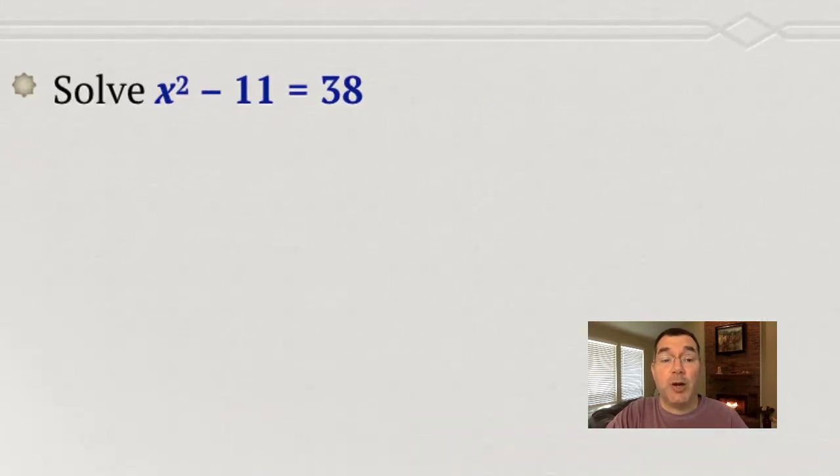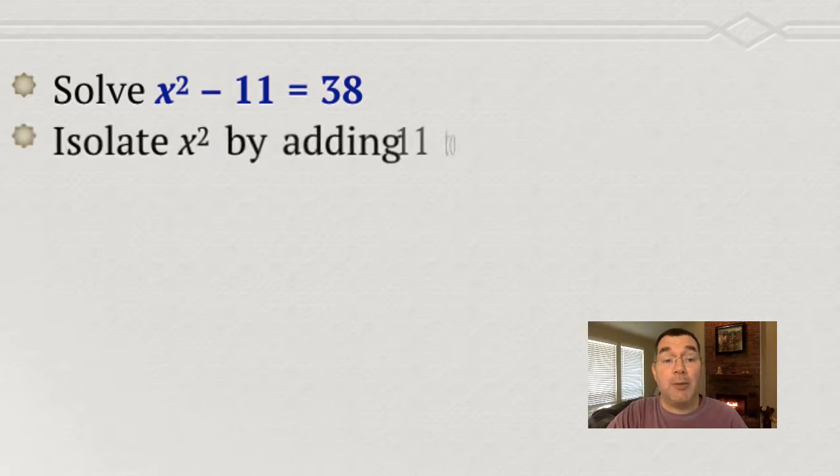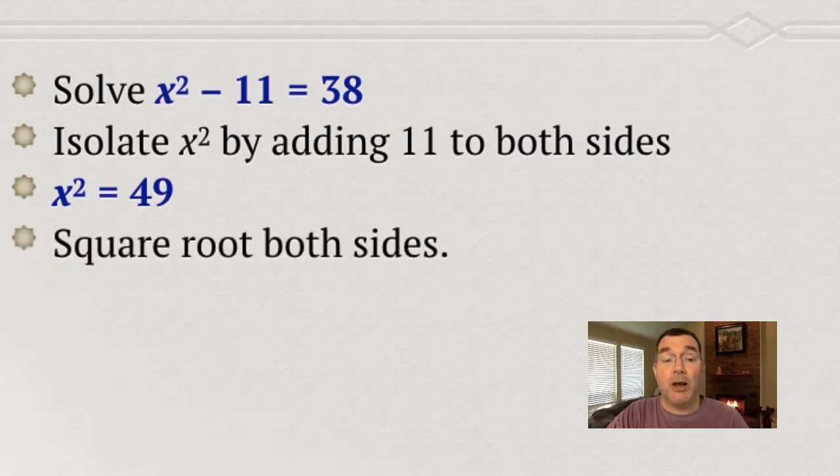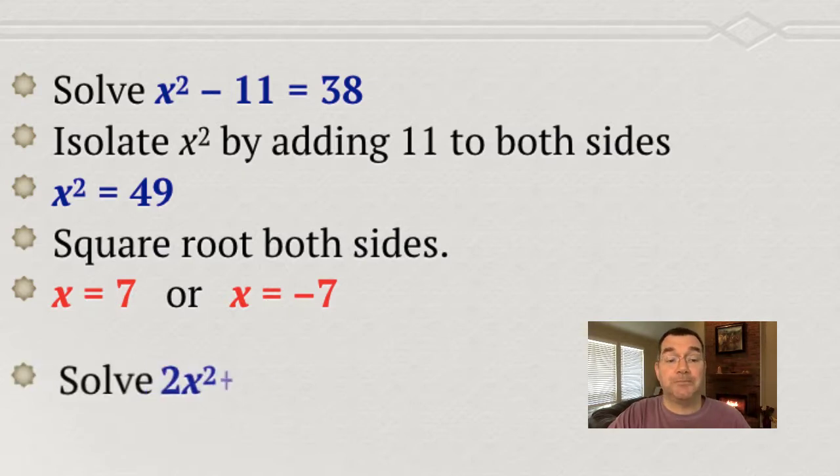If I start with x squared minus 11 equals 38, then the quantity that's being squared is just the x. That's what's being squared, so that needs to be by itself on one side of the equal sign, and everything else needs to be on the other side. So to fix that problem, I'm going to add 11 to both sides, and that gives me x squared equals 49. Now I can square root both sides, and the square root of x squared is just x, and the square root of 49 is either positive 7 or negative 7. So those are the two solutions to that equation.